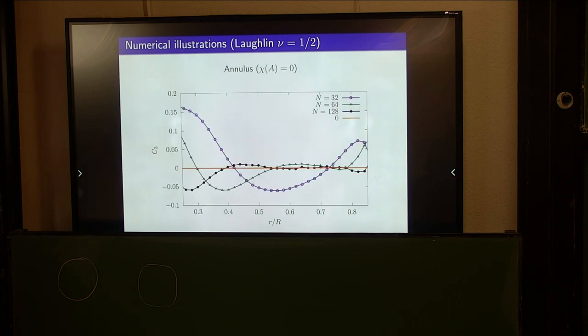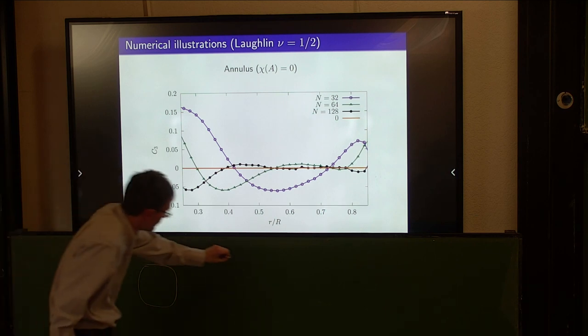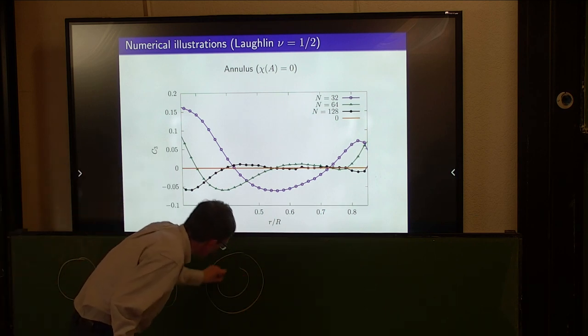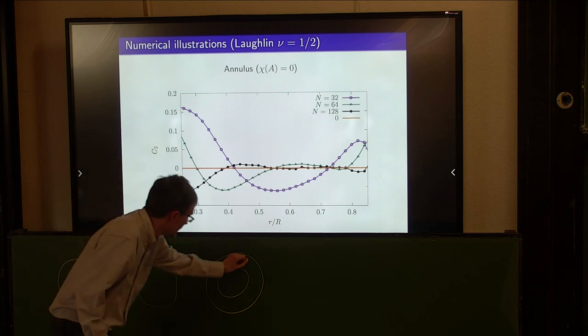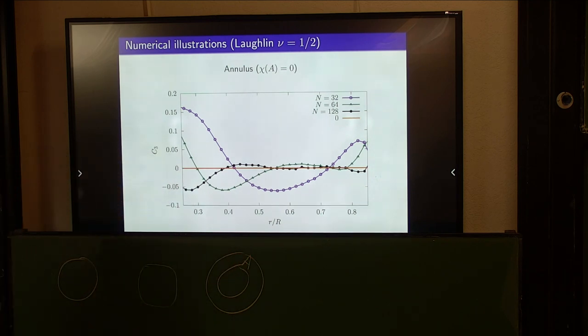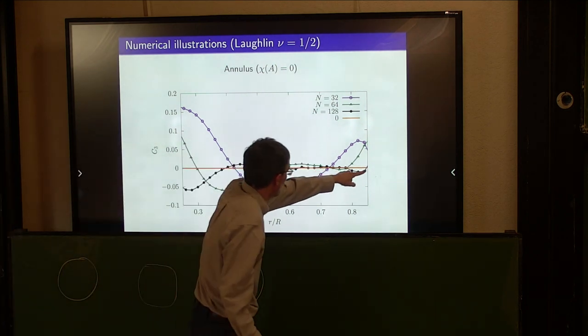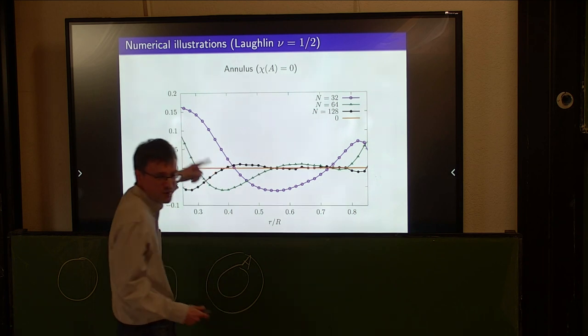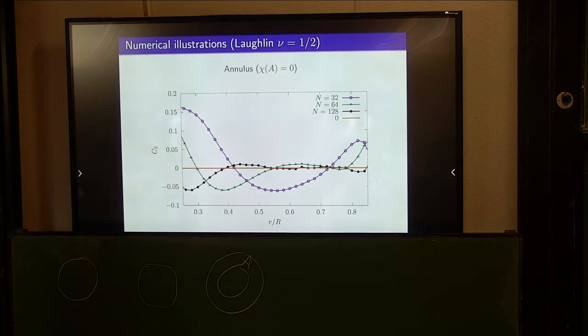Another thing you can do, instead of doing this, is you just pick an annulus. Because in that case, if A is this, you know the Euler characteristic is zero, and you see something that goes to zero. So the best is the black line, and you see, okay, it becomes flatter and flatter. So you just check this.